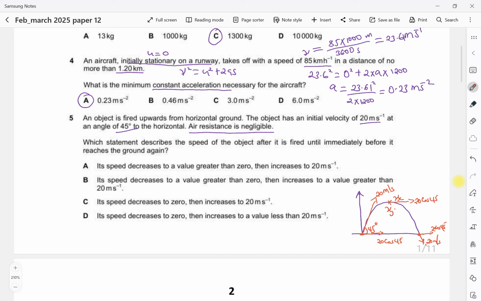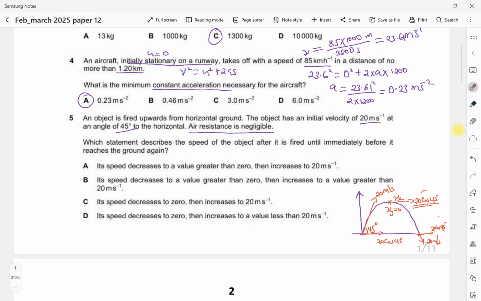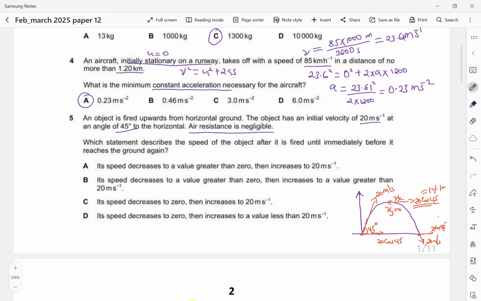At the highest point in the vertical, velocity becomes 0. That means the resultant velocity at the highest point is just the velocity in the horizontal direction, which is 20 cos 45, and 20 cos 45 must be less than 20. Let me check. 20 cos 45 is 14 point something, 14.1. So that is 14.1 meters per second. So the velocity at the highest point is just in the horizontal, which is 14.1 meters per second, because velocity in the vertical becomes 0.